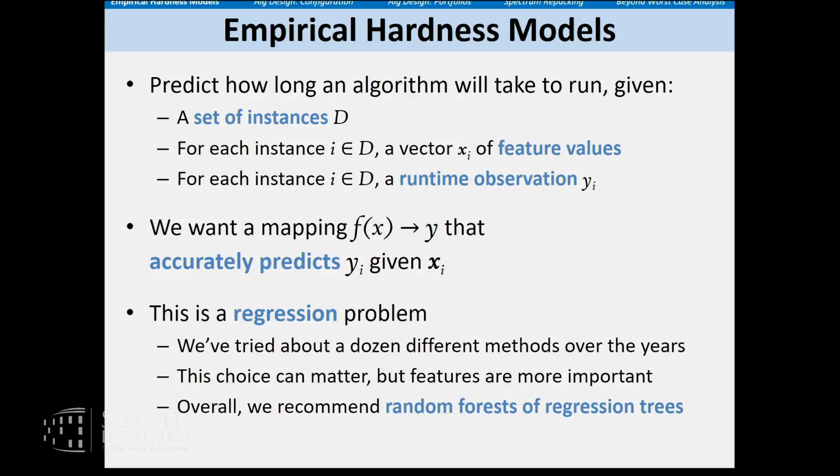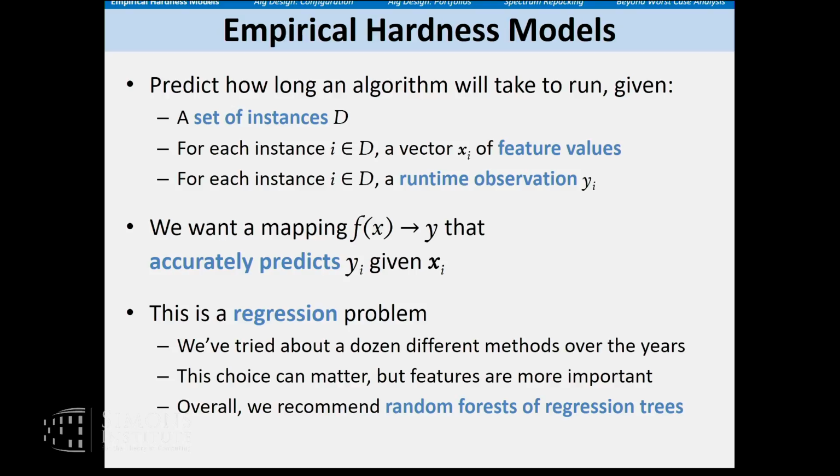So I can set this whole thing up as a machine learning problem. I can say, let me get a given distribution of instances sampled from some instance distribution, so some set. Then for each of these instances, I can compute some set of features, which is going to be some real vector of different measurements about the instance that can be done in low-order polynomial time.